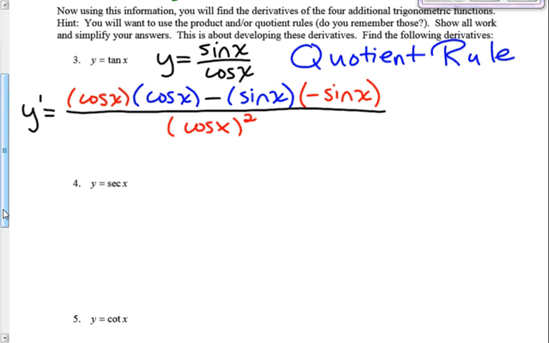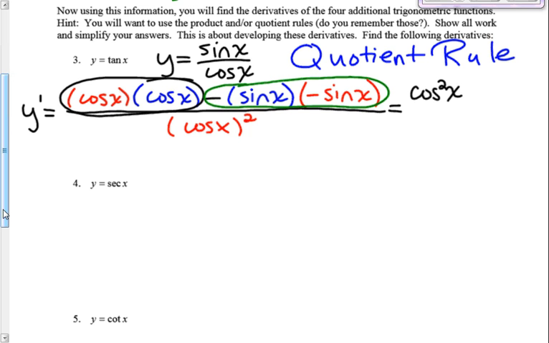Now, I'm going to go ahead and simplify what I can simplify to try and figure out, well, what's the derivative of tangent? Because this is not very helpful. When I simplify this, I have a cosine x times cosine x, which is cosine squared x. Additionally, I have a negative sine of x times a negative sine of x, and negative times a negative gives me a positive, and sine of x times sine of x gives me sine squared of x. This is all still divided by cosine squared of x.